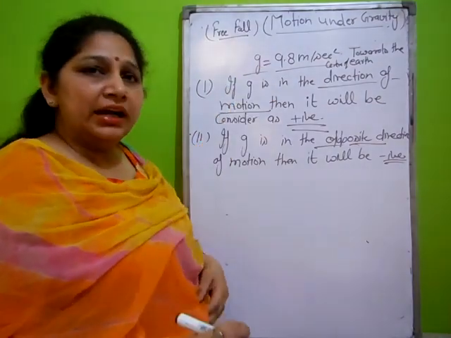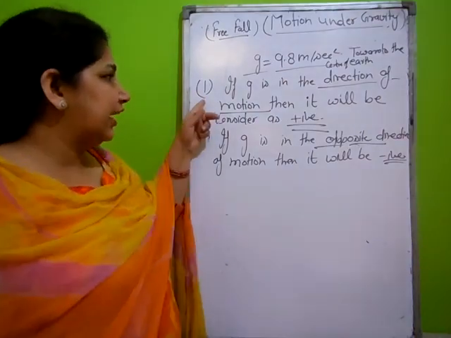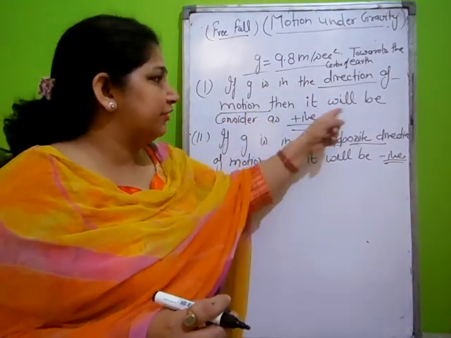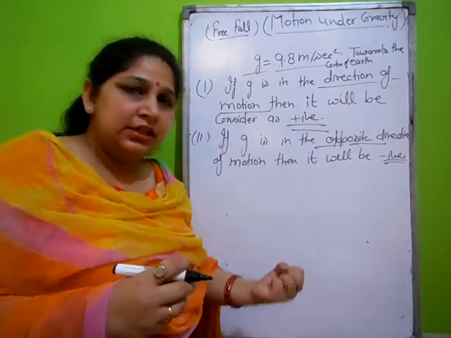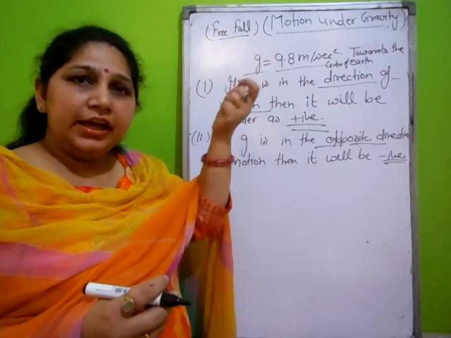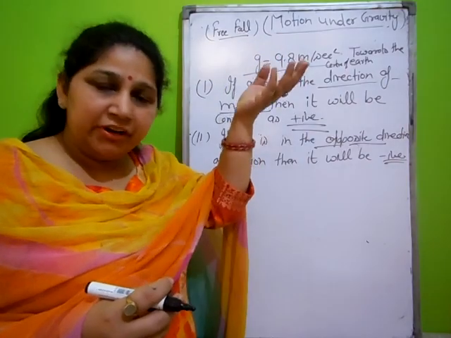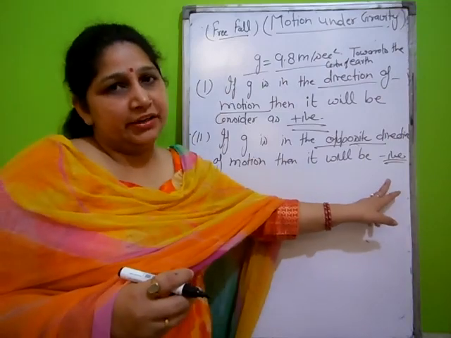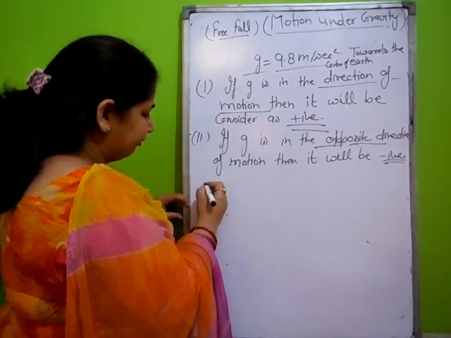The direction of g is fixed, but how can we use g in a numerical as positive or negative? It will be decided according to the direction of motion. If g is in the direction of motion, then we will consider it positive. Suppose we are dropping an object, then in this condition g is considered positive. If we throw an object upward, then g will be considered negative, as the motion is in the upward direction and g is in the downward direction. Then in this case g will be considered with a negative sign. Always remember this thing.